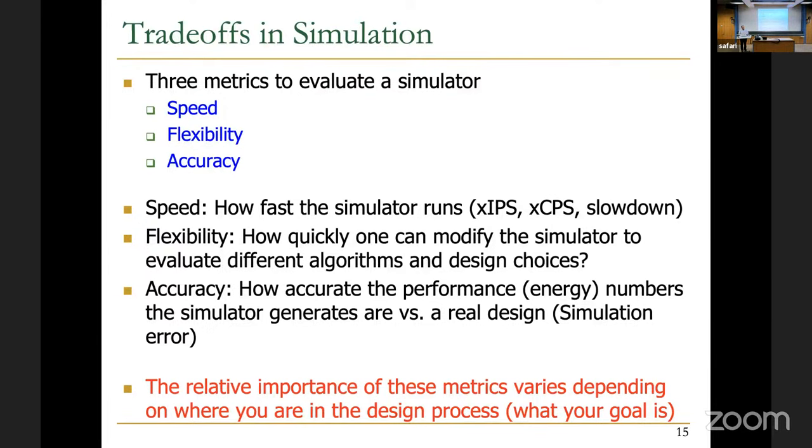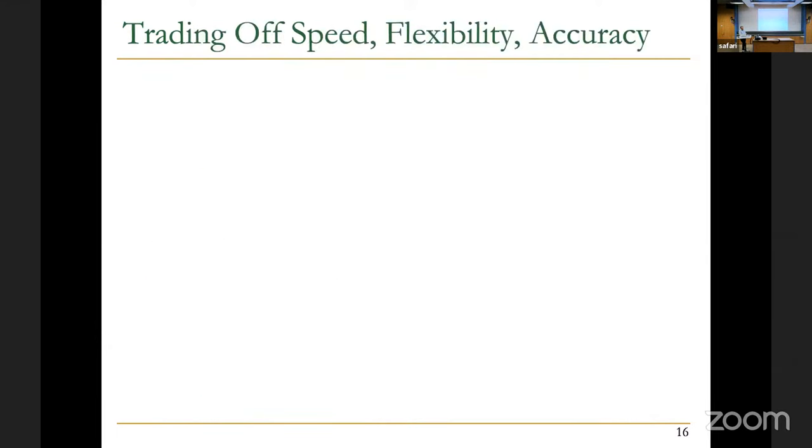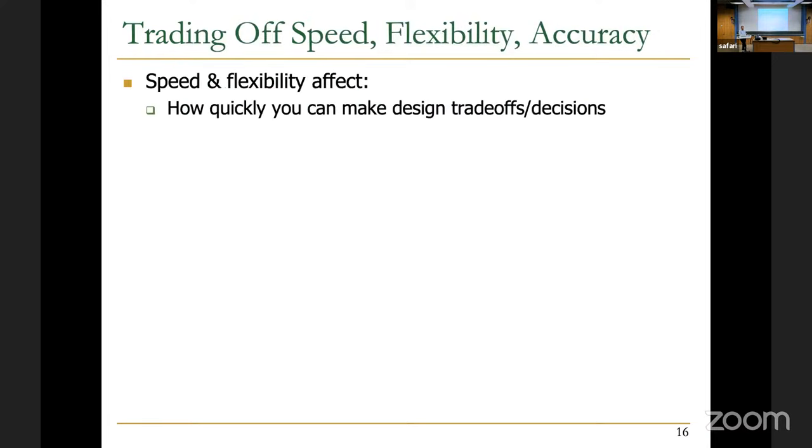But once we go down to the details in our design, we care about accuracy more and more. And flexibility is also important. So in the end, it's important where we are in the design process and what the goal is. People are actually trading off speed, flexibility, and accuracy in the simulator.